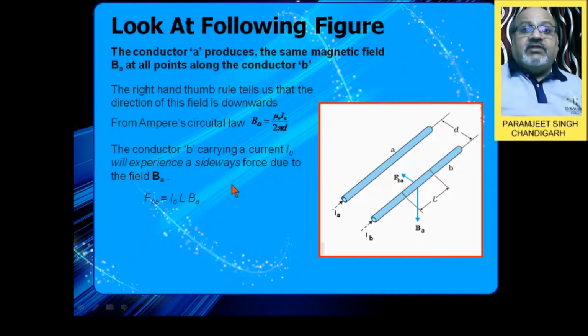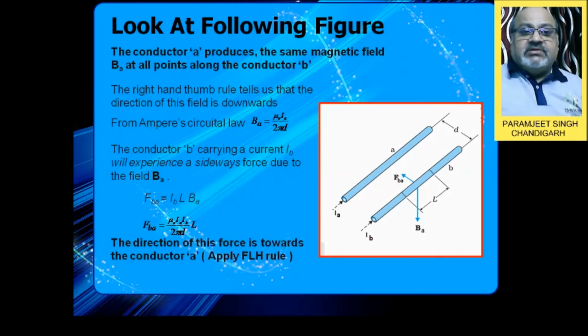Now put the values of BA here. Force on B by A is mu naught IA IB divided by 2 pi d, into L. And the direction is towards A. FBA is towards A, according to Fleming's left hand rule.